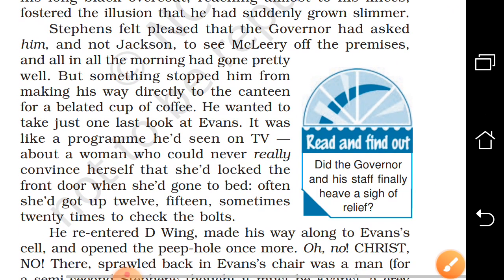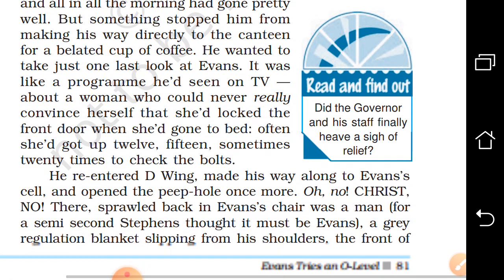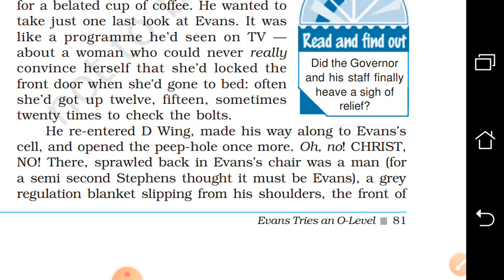Often she would get up 12, 15, sometimes 20 times to check the bolts. So that is what happened in the TV serial; generally nobody would do it 20 or 15 times. Once or twice you would ensure whether it was locked. So in the same way, Stephens wanted to enter and see the D-wing, whether he had locked it properly. He re-entered D-wing, made his way along to Evans's cell and opened the peephole once more.